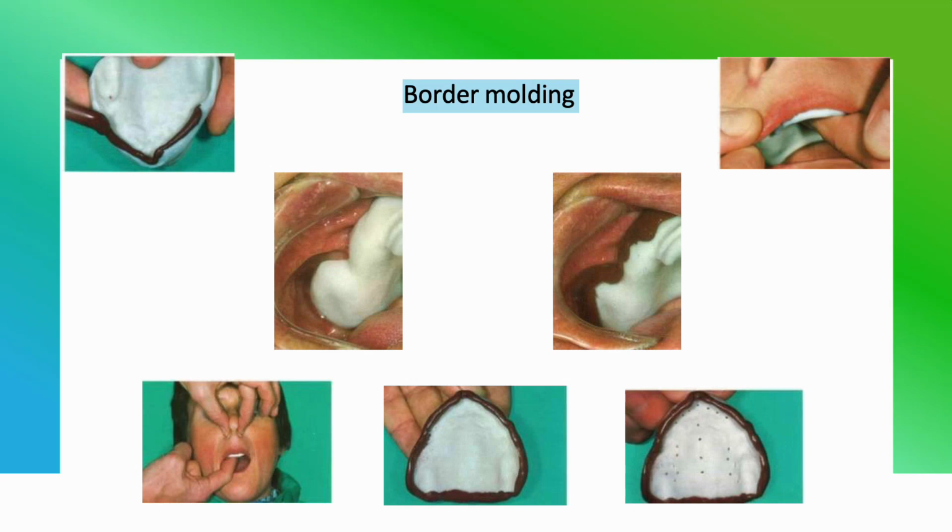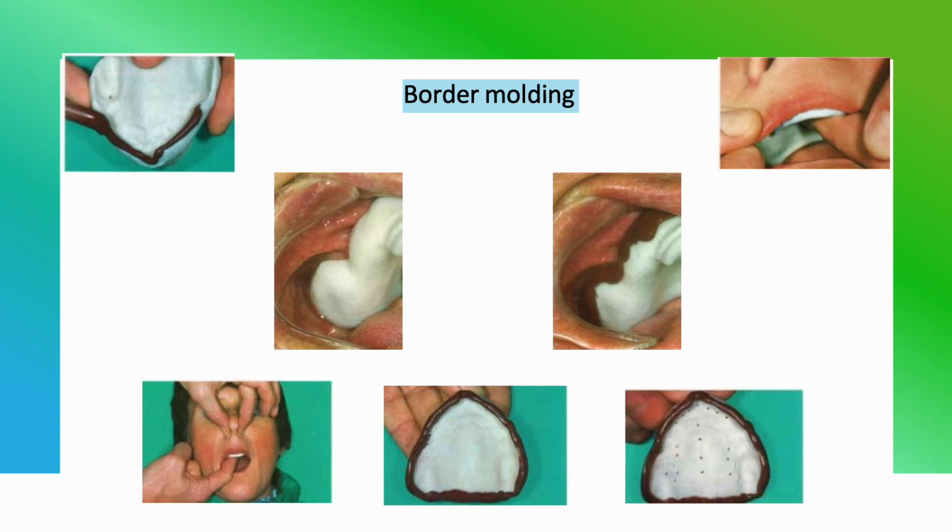Starting with border molding, low fusing compound is used for border molding for segmental peripheral tracing. You start with the anterior region, placed inside the patient's mouth. Either the patient can be asked to do functional movements or the operator can pull the lip outward, downwards or inwards.